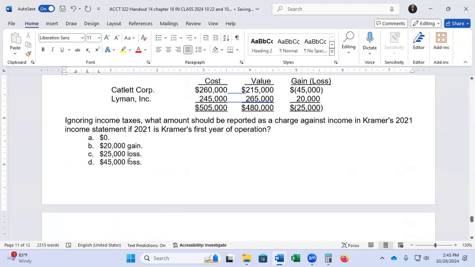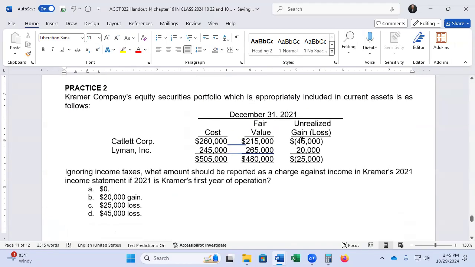Okay, so this one's relatively straightforward. We have a $45,000 loss and a $20,000 gain. So we would report a $25,000 loss, or C.